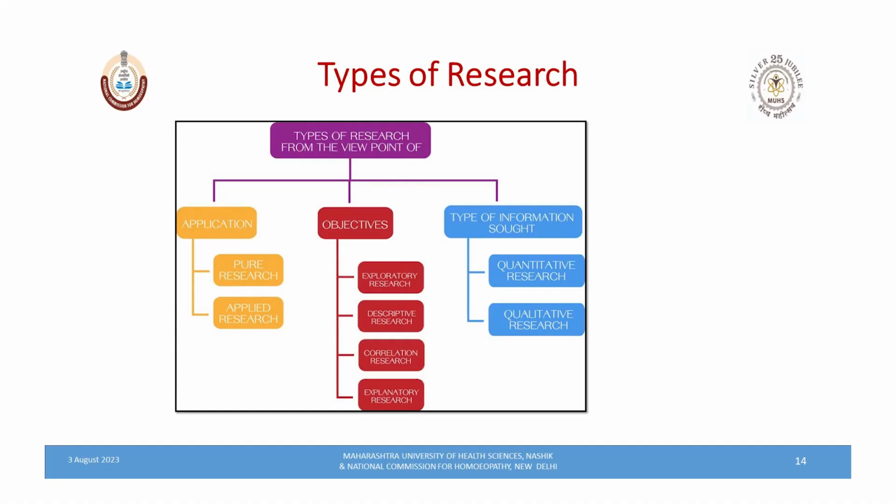This slide tells us again about various types of research depending upon the application, objectives, and type of information sought. Types of research from the viewpoint of application, objectives, and type of information sought. From the application point of view, pure research or applied research. Depending on objectives, it can be experimental and other types. And by type of information sought, it can be quantitative or qualitative.